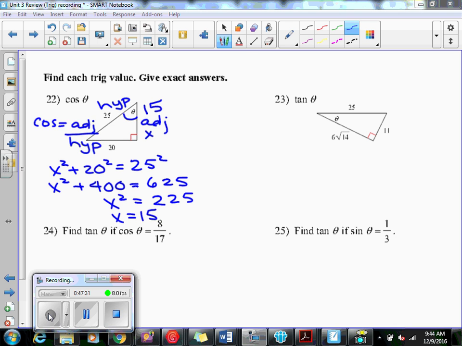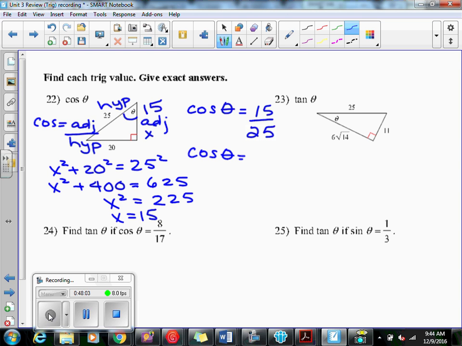Now I can find the cosine. So the cosine of angle theta is equal to adjacent. What's the length of the adjacent leg now? It's 15 over hypotenuse. What's the length of the hypotenuse? 25. So cosine of theta equals 15 over 25. Now, if you can reduce that fraction, you should reduce the fraction. What can go into both 15 and 25? 5. So this would reduce to cosine theta equals 15 divided by 5 is 3, 25 divided by 5 is 5. So that's your answer here.